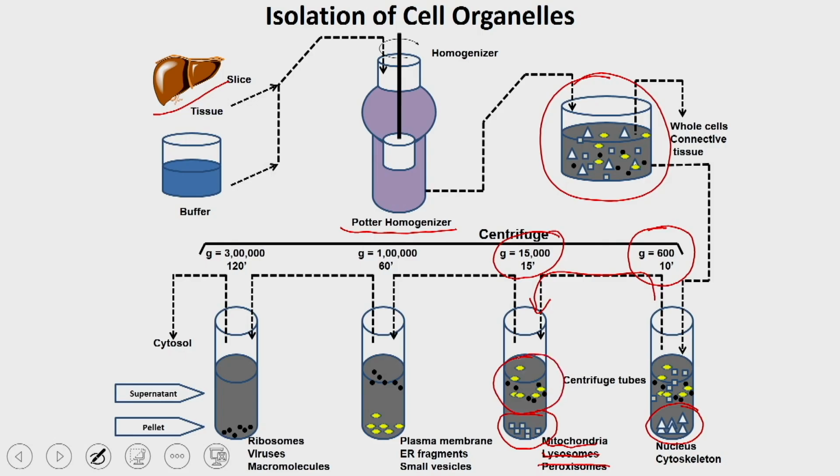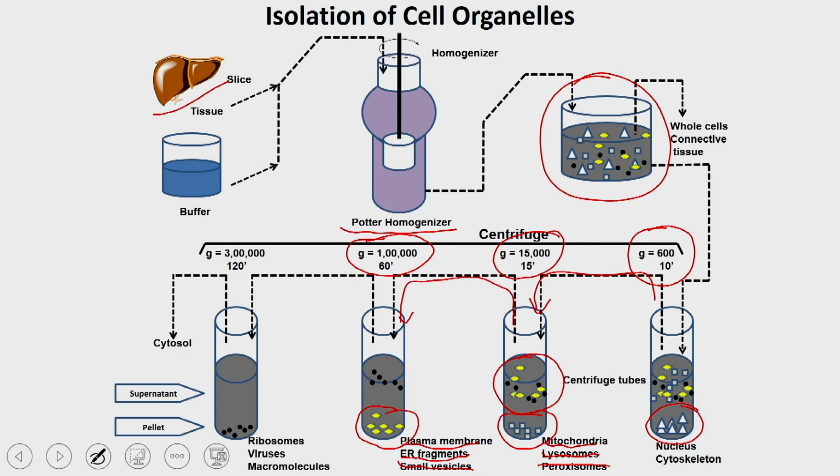Once you take the molecules present in the supernatant and do another round of centrifugation at 1 lakh G, which you do in an ultracentrifuge for 1 hour, what you will see is that it has pelleted down the plasma membrane, ER fragments and the smaller vesicles, which are called the light membranes.